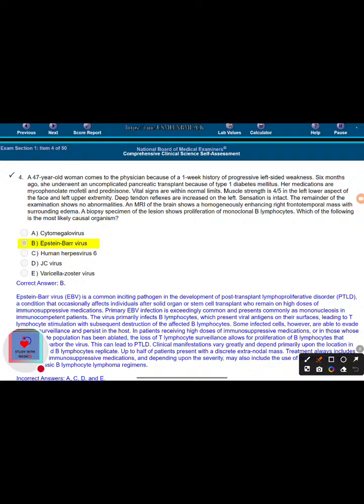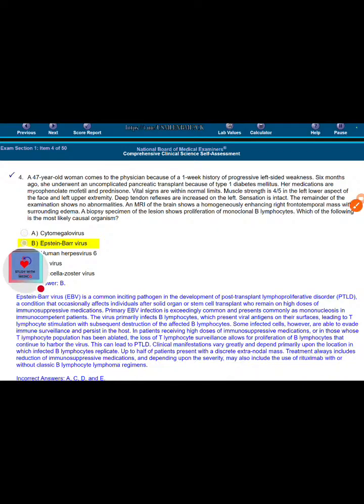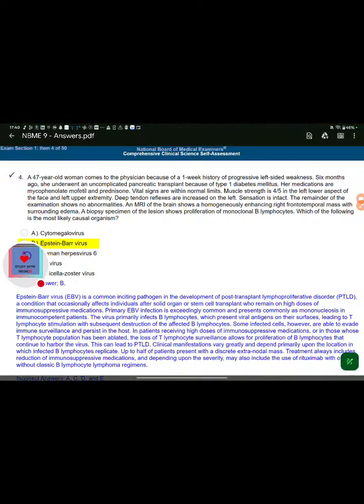Primary EBV infection is exceedingly common and presents commonly as mononucleosis. The virus primarily infects B lymphocytes, which present viral antigens on the surface, leading to T lymphocyte stimulation with subsequent destruction of the affected B lymphocytes. Infected cells, however, are able to evade immune surveillance and persist in the host. In patients receiving high-dose immunosuppression or those whose lymphocyte population has been ablated, loss of T lymphocyte surveillance allows the proliferation of B lymphocytes that continue to harbor the virus. This can lead to PTLD, post-transplant lymphoproliferative disorder.